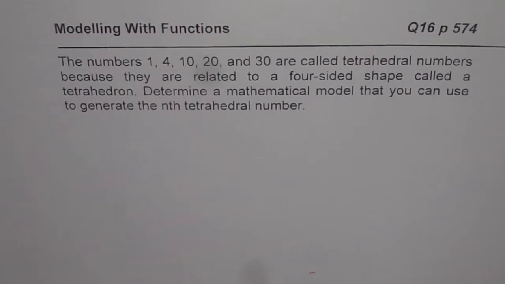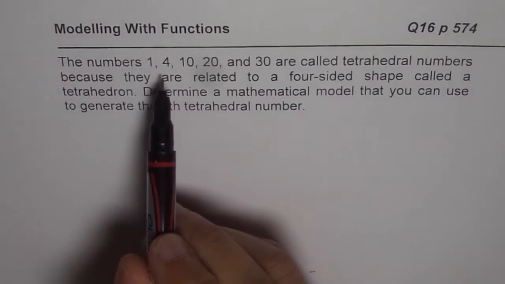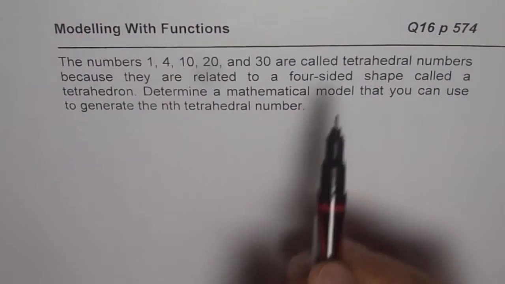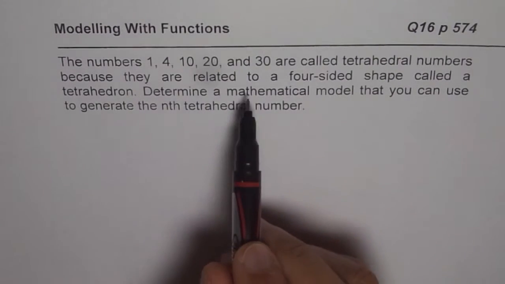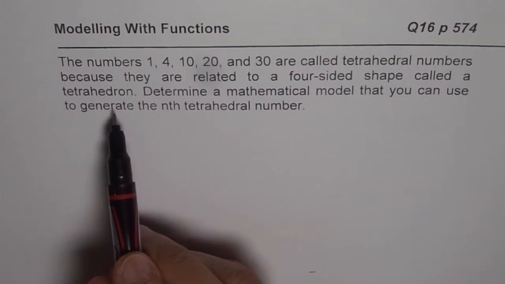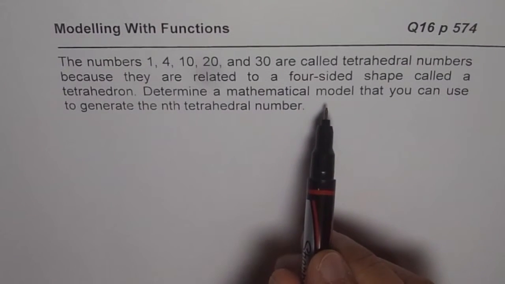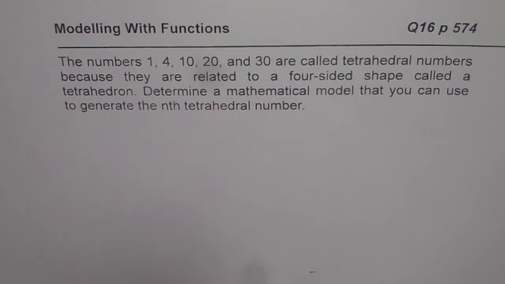You will learn the technique of writing an equation for a polynomial. Let's go through the question. The numbers 1, 4, 10, 20 and 35 are called tetrahedral numbers because they are related to a four-sided shape called a tetrahedron. Determine a mathematical model that you can use to generate the nth tetrahedral number.